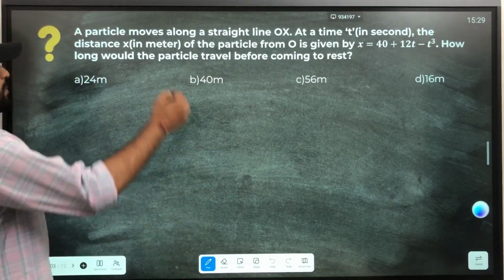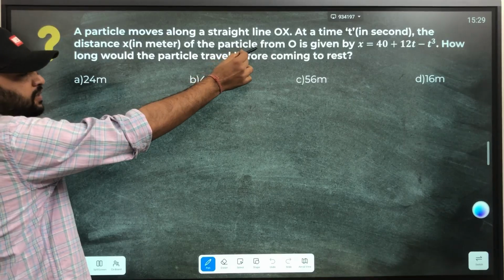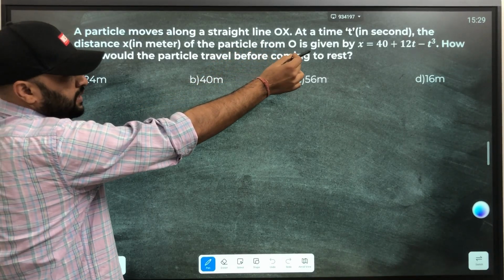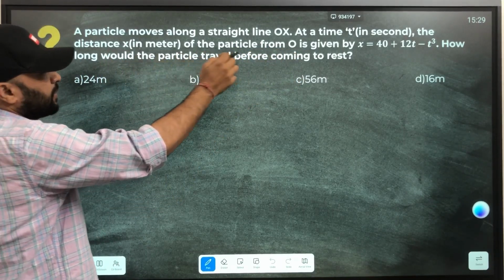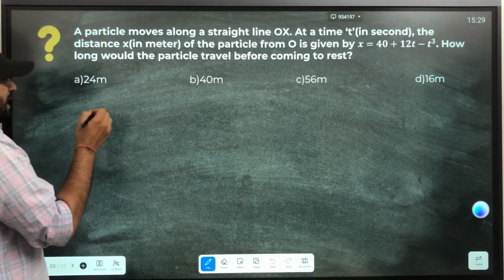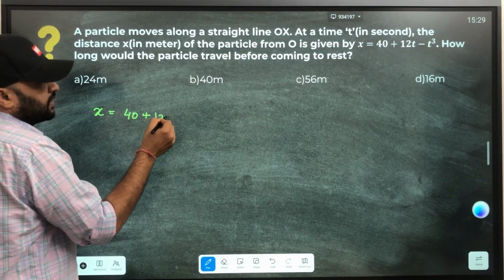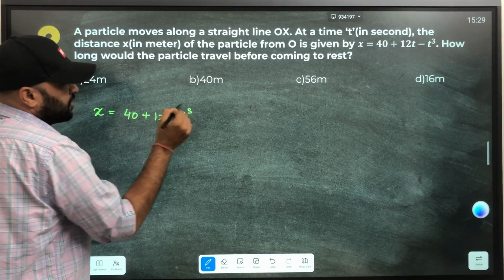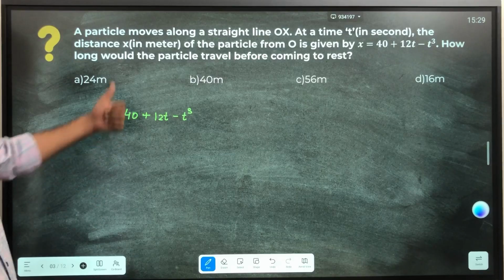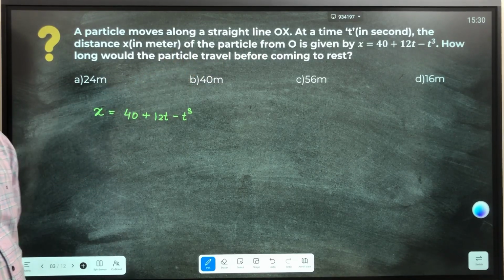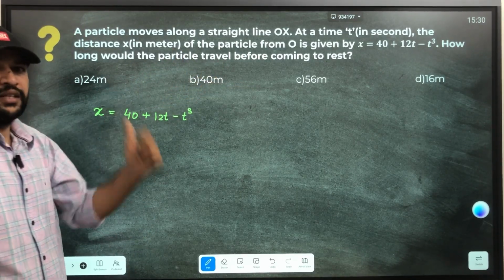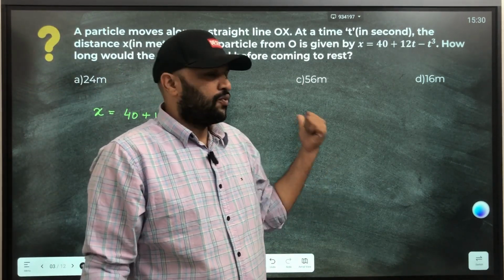Our next question says a particle moves along a straight line OX. At any time t in seconds, the distance x in meters of the particle from O is given by x equals 40 plus 12t minus t cube. This is the position function, right? How long would the particle travel before coming to rest? So basically you are looking for the distance the particle travels before it comes to rest.